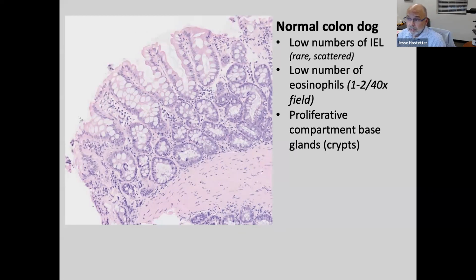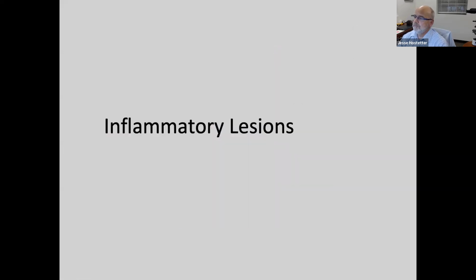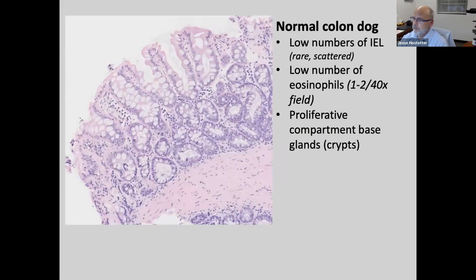Intraepithelial lymphocytes are rare. They're there. You can see a couple here in the gland epithelium, but they're not very common. You can see a few eosinophils scattered here and there, 1 or 2 in a 40x field. Let's see if I go back. And the proliferative compartment is down here at the base of the gland.